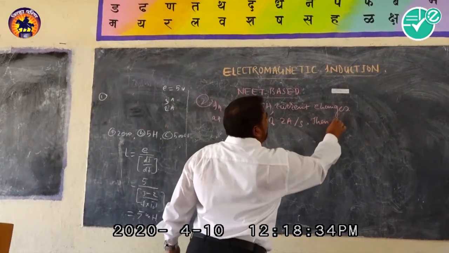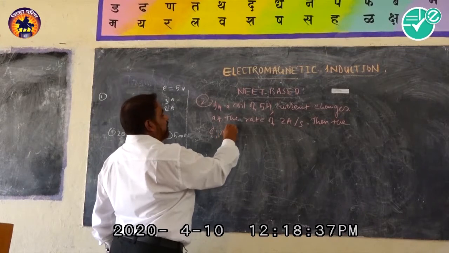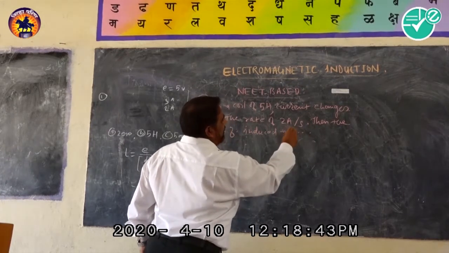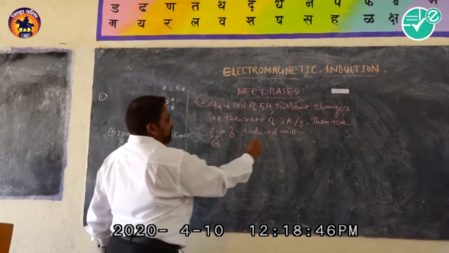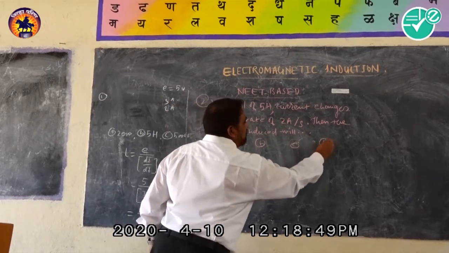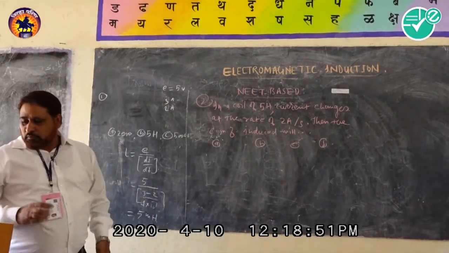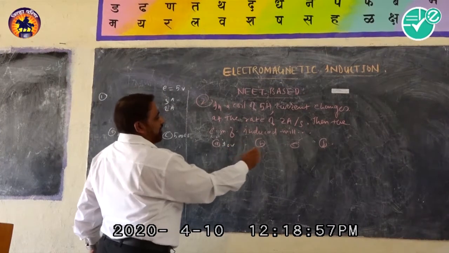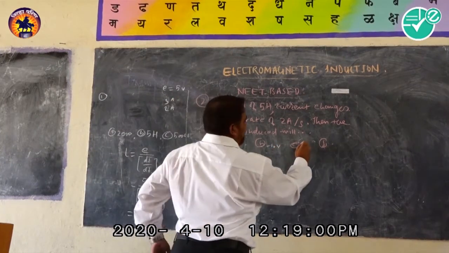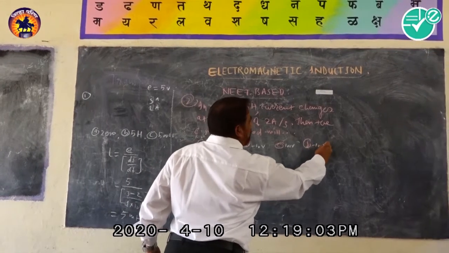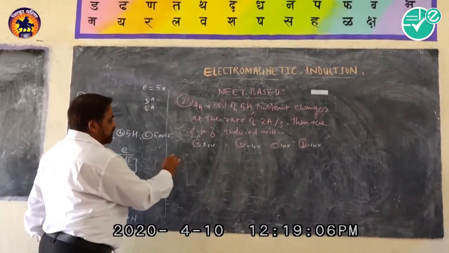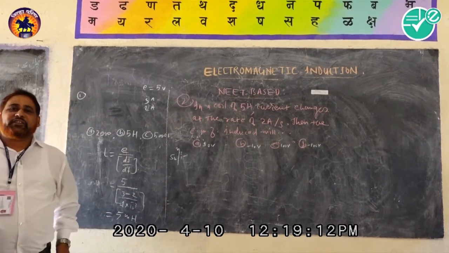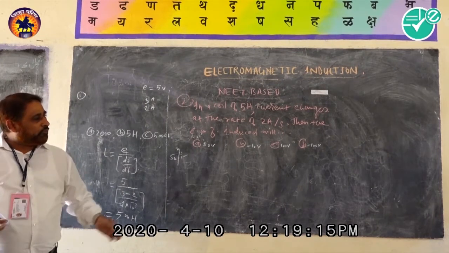Then the EMF induced will be dash. So the options here are 10 volt, minus 10 volt, 100 volt, and minus 100 volt. Taking into consideration the same formula used for self-induction and mutual induction, we are going to apply the same formula here.